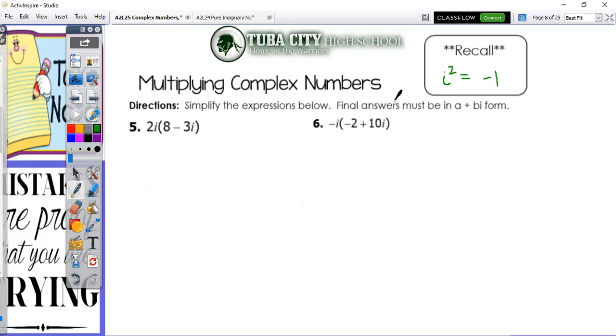All right, so multiplying them out. We have to multiply using the distributive property. 2i times 8, that would be 16i minus, let's see, 2 times 3 would be 6. i times i is i squared.